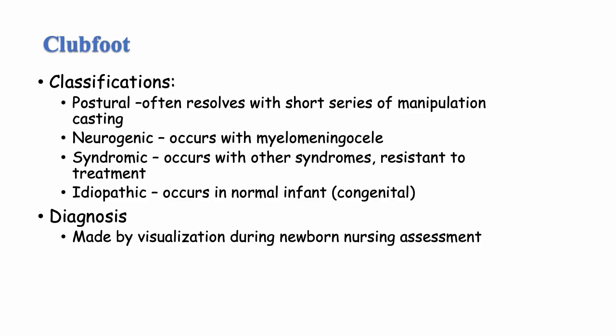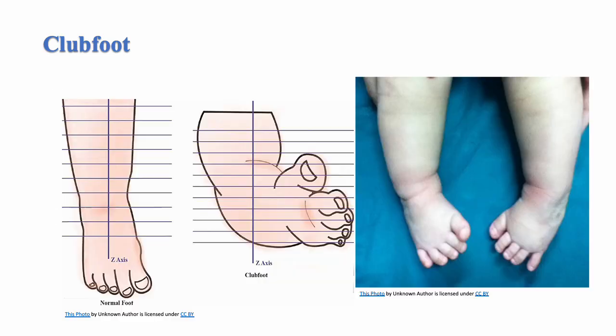They're classified in different ways. Postural often resolves with a short series of manipulation casting. Neurogenic, so some of these happen with neuro defects, such as myelomeningocele, where the spine comes out of the skin. They can be idiopathic, where it just happens without rhyme or reason. Its diagnosis is mostly visual during newborn assessment, and then they can do x-rays.